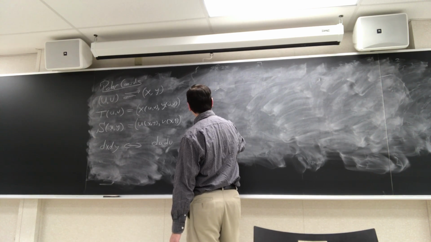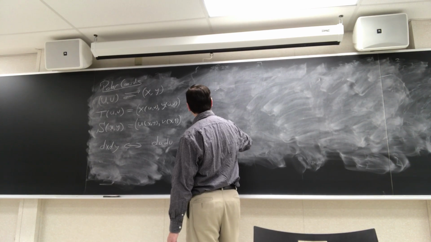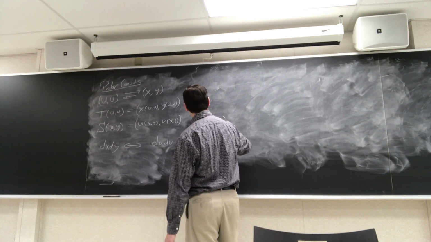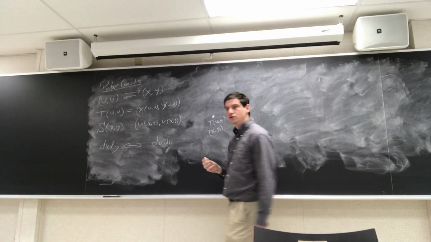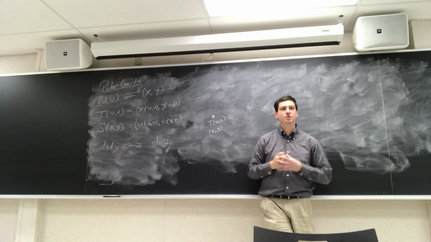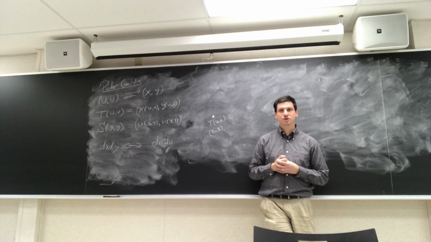Some point (u naught, v naught). And we'll call that point (x naught, y naught). So you give me a u and a v, and then T tells me where I am. And it's going to give me a pair of points.